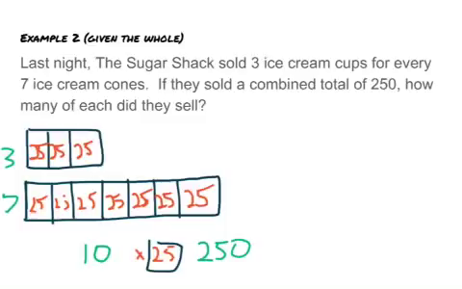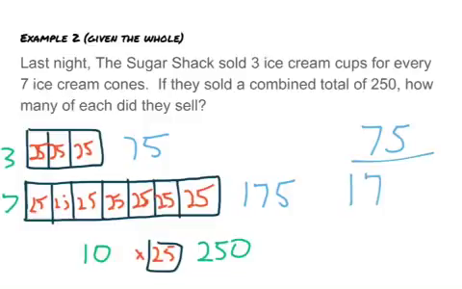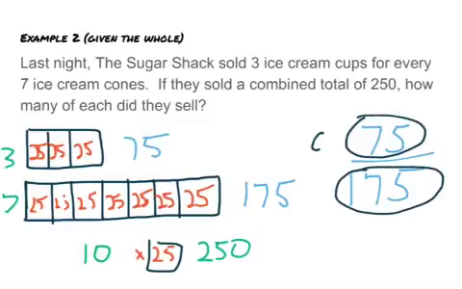So now we can just determine how much we have of each one. 25 times 3 is going to be 75. And then 25 times 7 is 175. So we have 75 ice cream cups and 175 ice cream cones. And when you add those together, you'll get 250. So these are your two answers. 75 would be the cups, and 175 would be the cones.